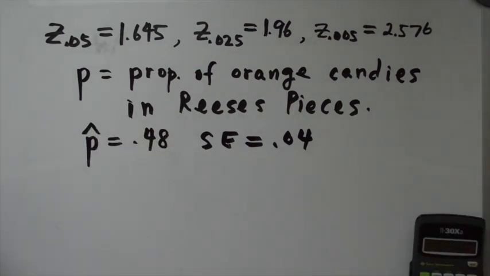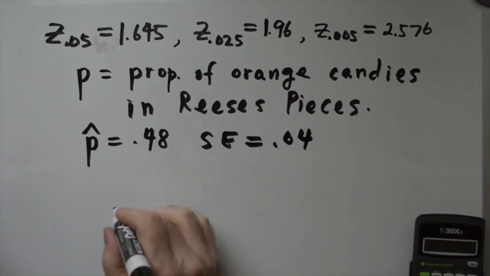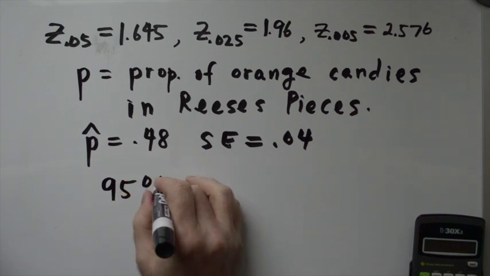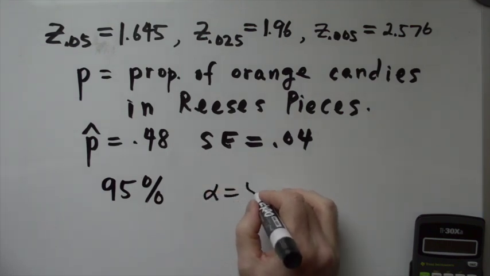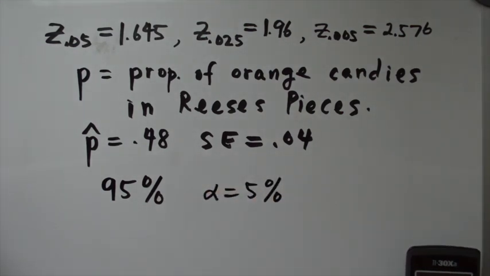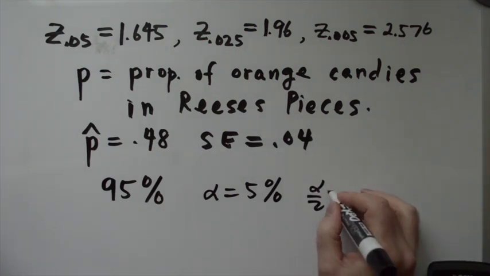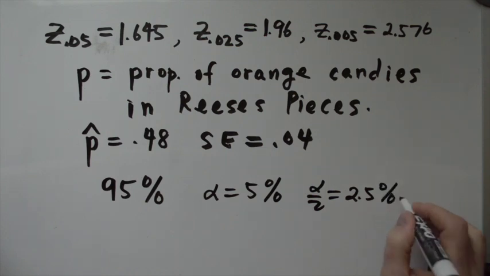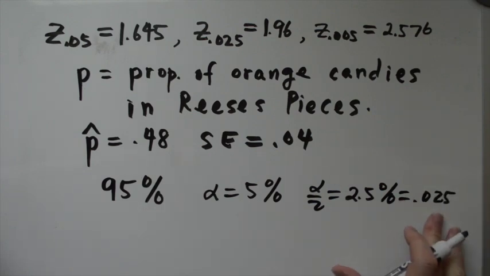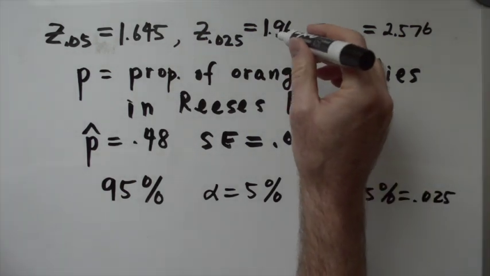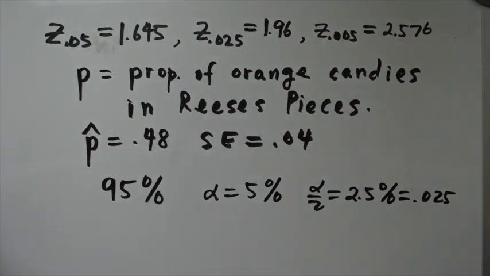So when we want to find a 95% confidence interval, let's just think this through. That means that alpha, the part that's left over, is 5%, and half of alpha is 2.5%, which corresponds to 0.025. So when we're trying to construct a 95% confidence interval, we're going to use a cutoff of z of 0.025. We're going to use this 1.96 for our confidence interval.